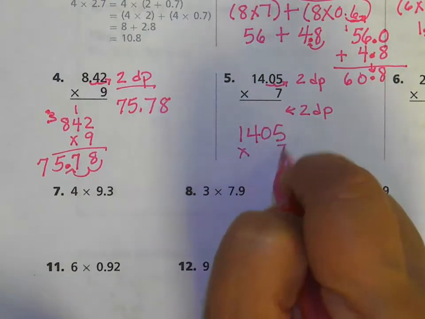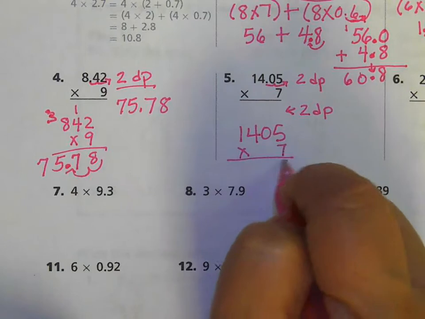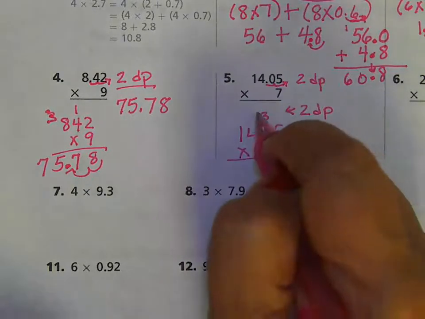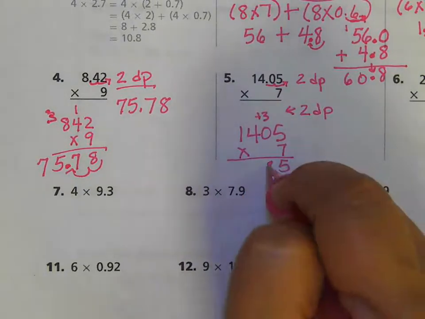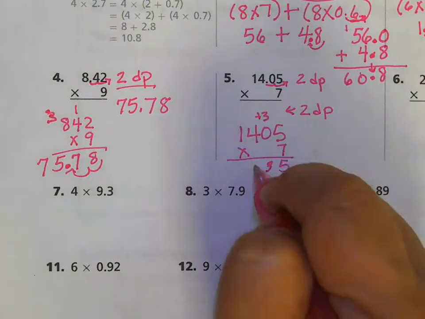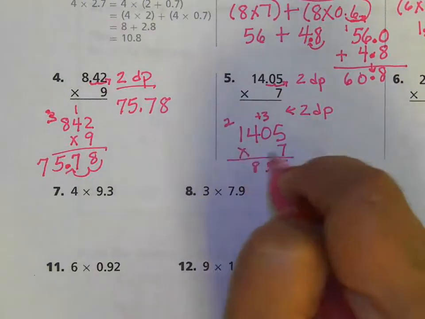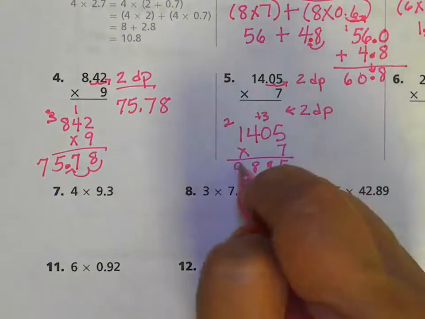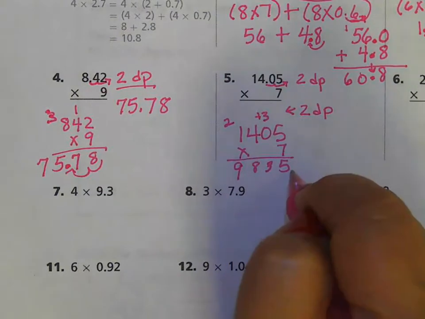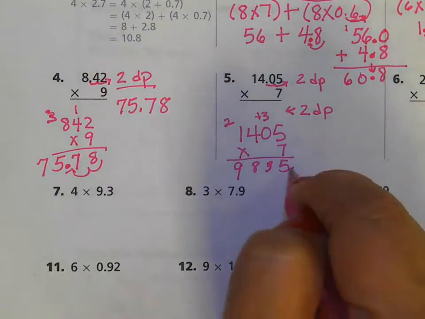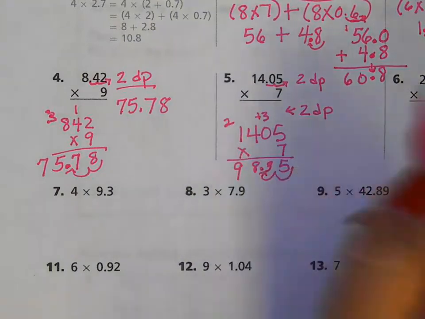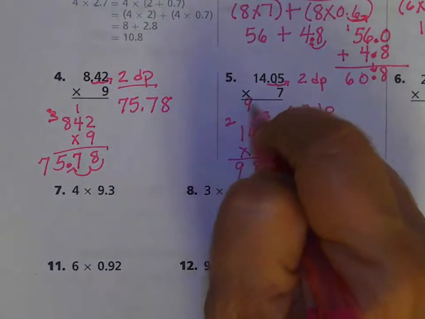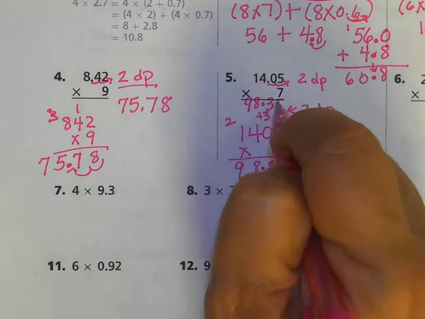1,405 times 7. 7 times 5 equals 35. 7 times 0 equals 0 plus 3 more. So what is 0 plus 3? Very good. That's 3. 7 times 4 equals 28. 7 times 1 is 7 plus 2 equals 9. I had already done that in my head. Remember, I'm going to move it 2 decimal places then, 1, 2. So it's not 9,835, but it will be 98 and 35 hundredths.